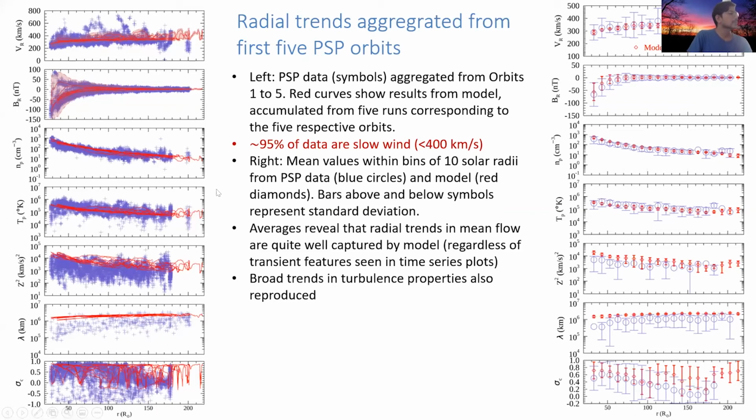I do want to point out that even though you do see some fast wind here, 95% of the data are slow wind. So this is very much a long-term, 2-year, ecliptic plane, ambient solar wind radial trend that you're seeing here.